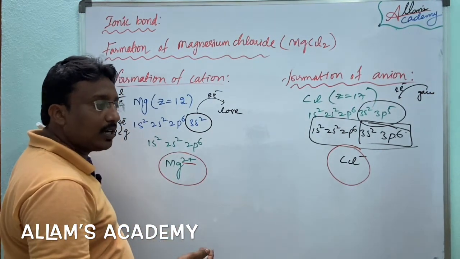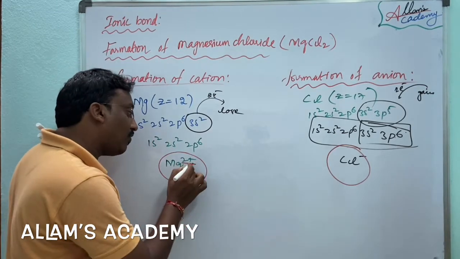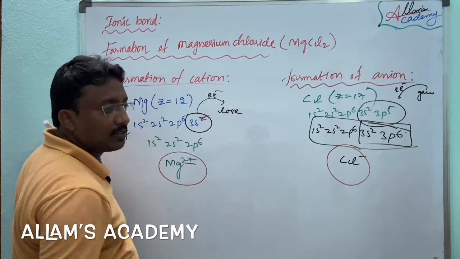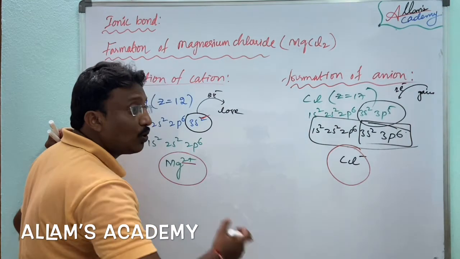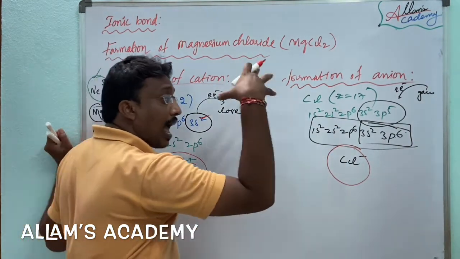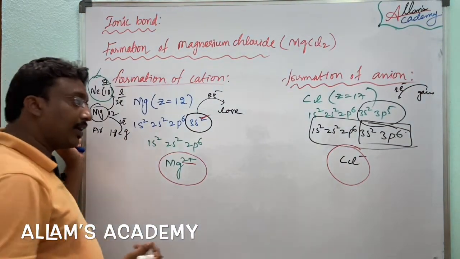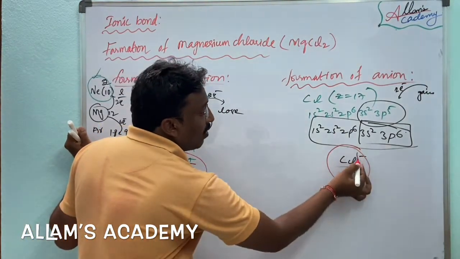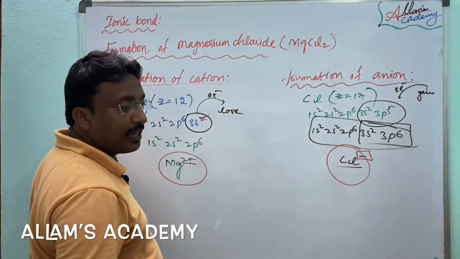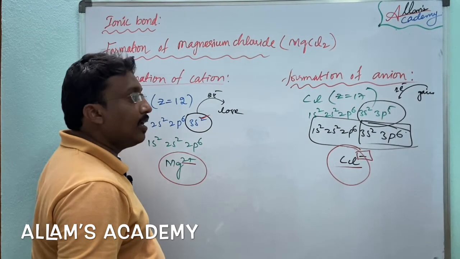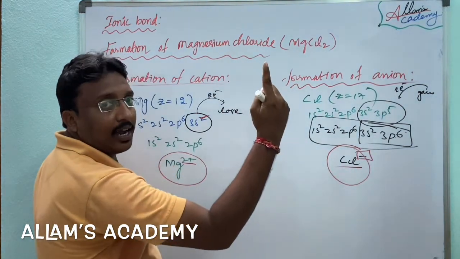Magnesium is ready to get a stable electronic configuration by losing 2 electrons. These 2 electrons it is ready to lose. At the same time, the 2 electrons should be accepted by another atom. Got it? Here chlorine has only one negative charge, so it is a negative ion. That means it requires only 1 electron.